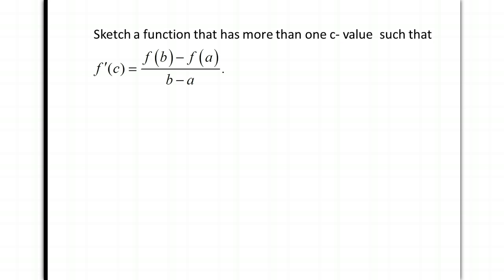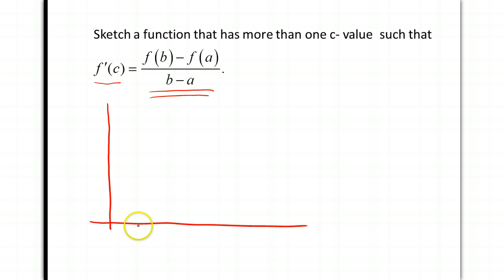Now, remember that the definition said at least one c, such that the slope, instantaneous rate of change, is equal to the average rate of change. Now let's see if we can sketch any function. We don't need the equation, just a sketch where the tangent line is parallel to the secant line more than one time. So why don't you try to do it, and I will attempt it here. We'll see what we have.